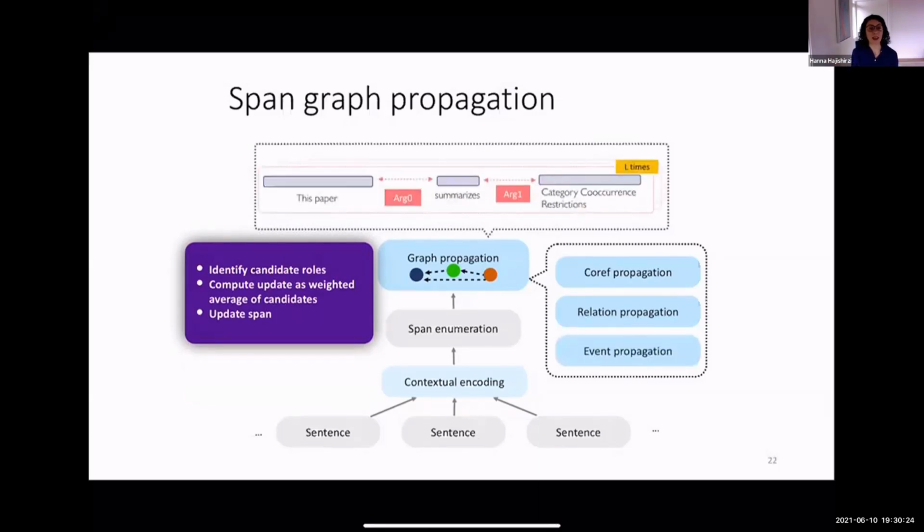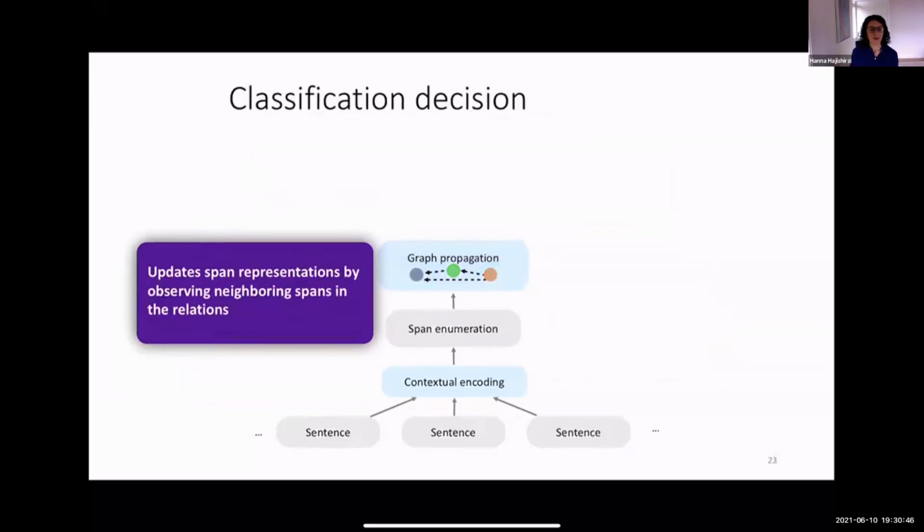Same thing for events. We know events include n-ary relations, and then we do the same type of message passing to update the encoding of phrases within events. Like the encoding of things like this paper will be updated according to the phrases that it is related to. So all this enables building more contextual phrase representations, which are shared across all the tasks that we are pursuing from now on.